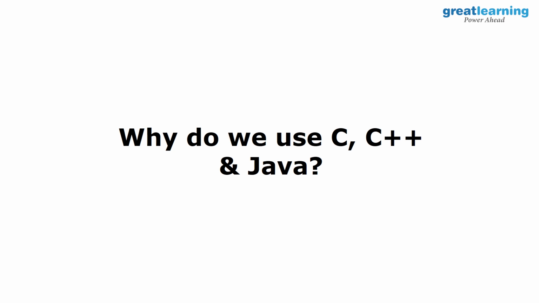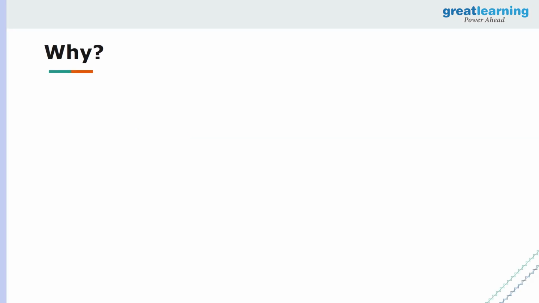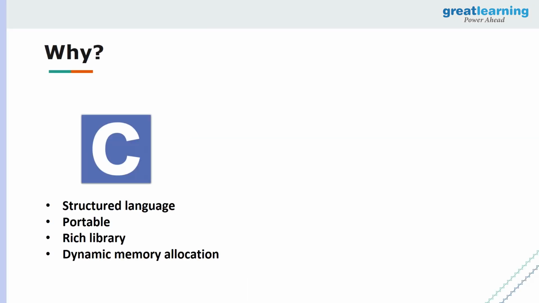So let's move ahead and discuss why do we use C, C++ and Java programming language. Talking about this particular question tells about the primary features of all these programming languages. So let's answer why. When we talk about C programming language, it is the most structured language out of all the programming languages in the market.